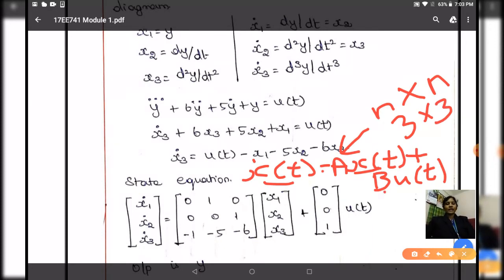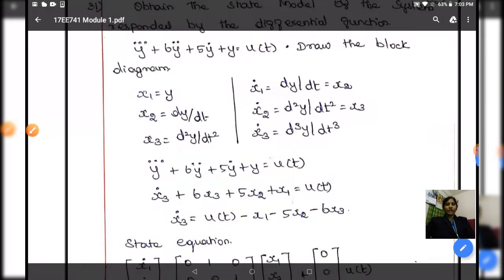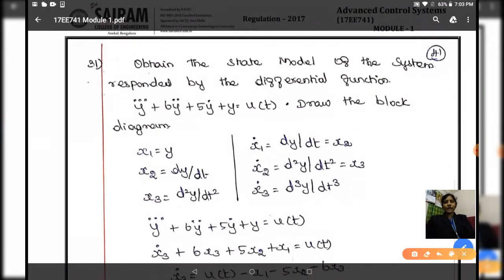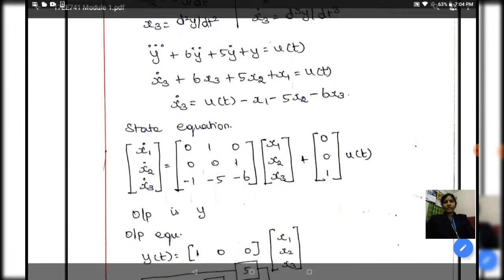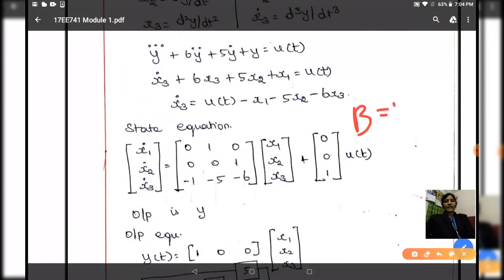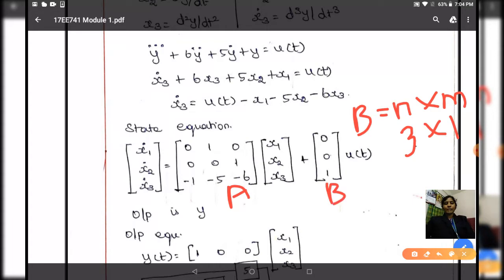How will you identify the order of the matrix B? Here, how many inputs do we have? Here we have only one input, that is u. When you look at the problem, you will come to know. So here you have only one input. Therefore, the B matrix is n cross m, where m is the number of inputs and n is the number of state variables. So it is a 3 cross 1 matrix. This is your A matrix and this is your B matrix.